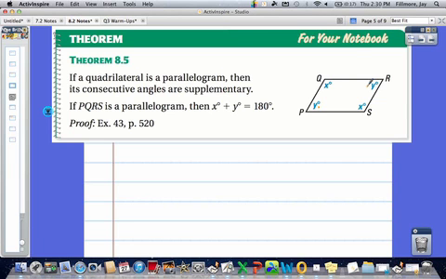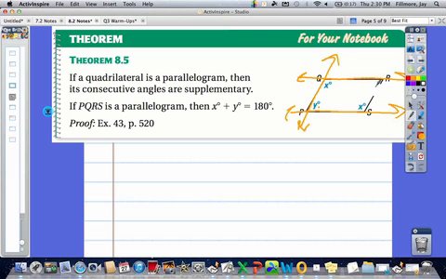Consecutives are supplementary. This should seem familiar because since this is a parallelogram, if I extend these sides and consider this to be my transversal, and let's take away this just to make it a little easier to see, these are consecutive interiors. So yes, they will be supplementary. That is why in a parallelogram, consecutive angles are supplementary, because it's the same idea or property we talked about in chapter 3.